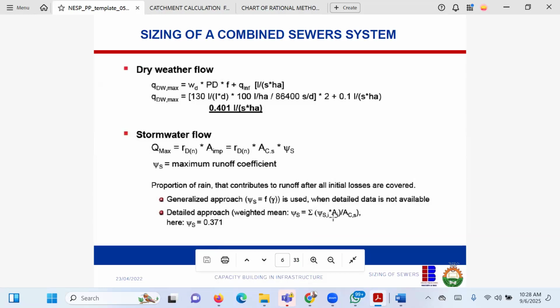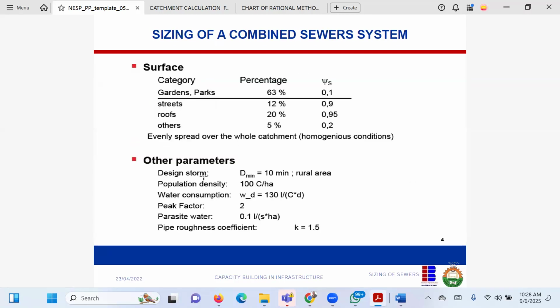So the mean weighted average of the whole catchment is now 0.37. But if you use the normal average, you go to 0.54. So I think that is that. Then for the storm, we're going to use 10 minutes.